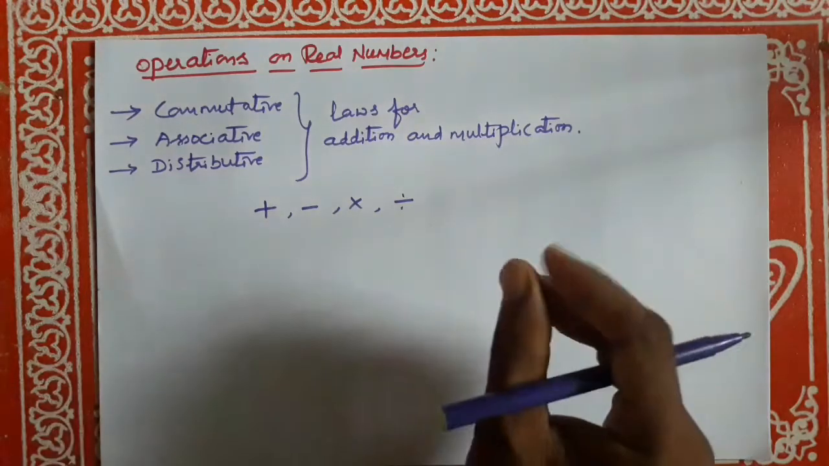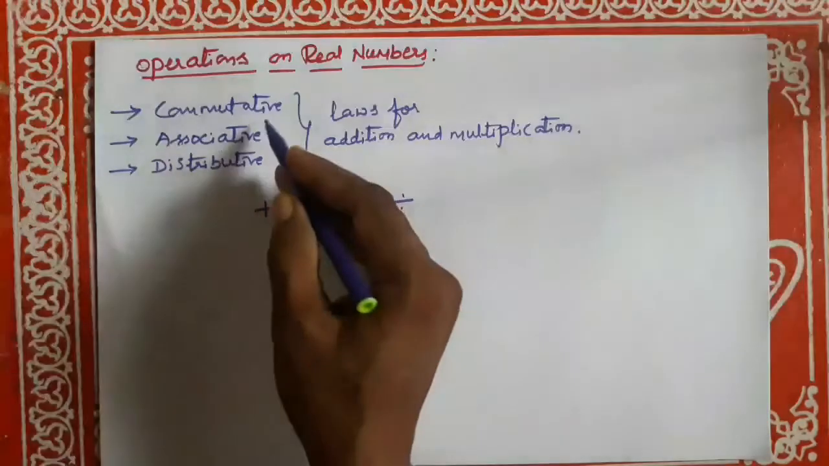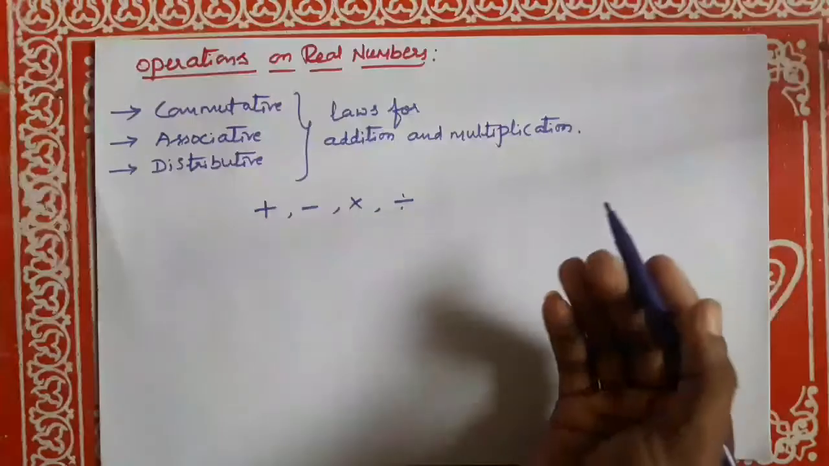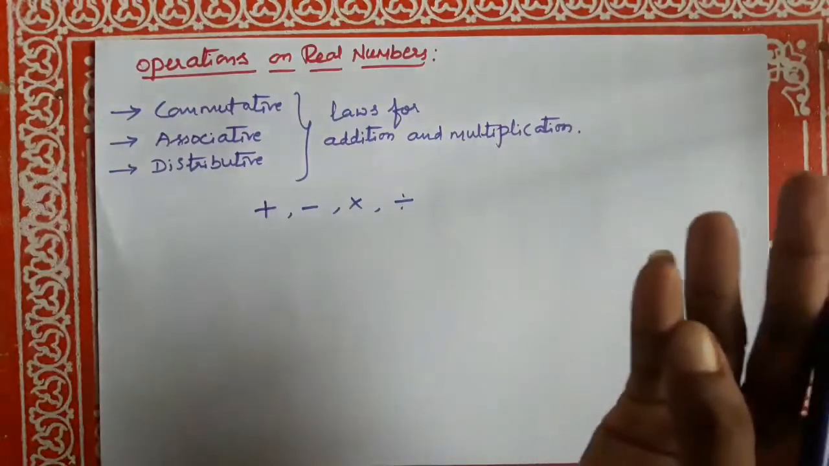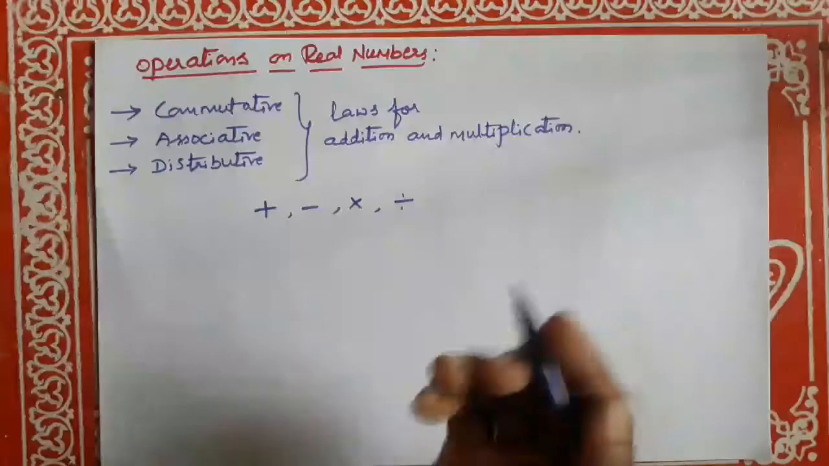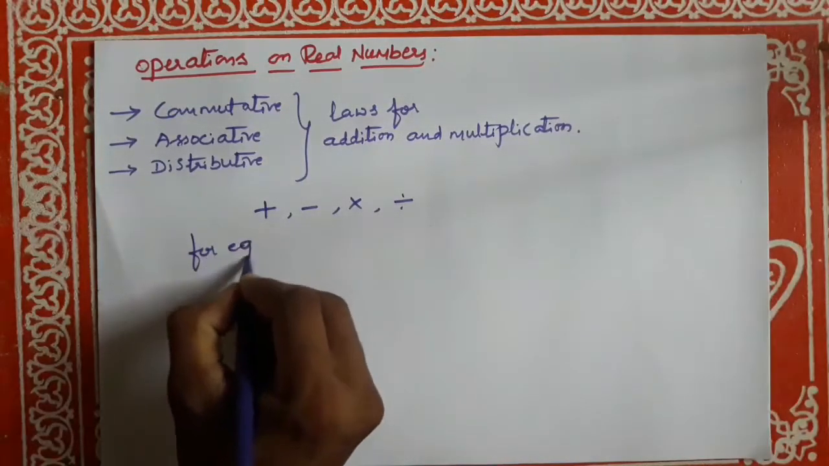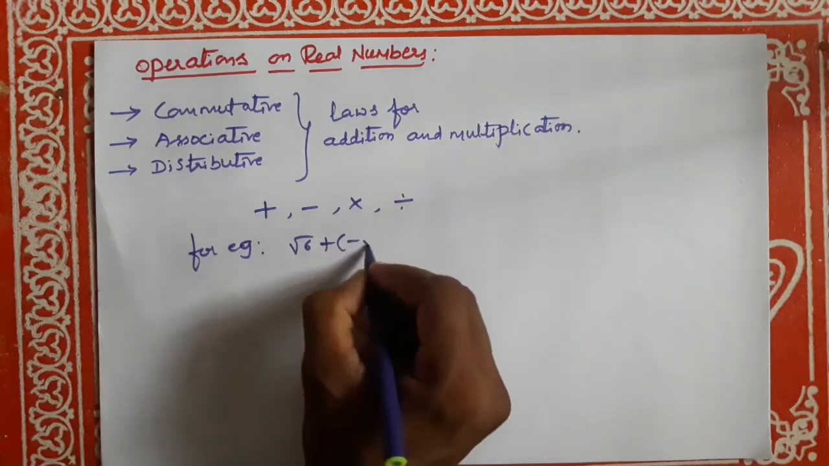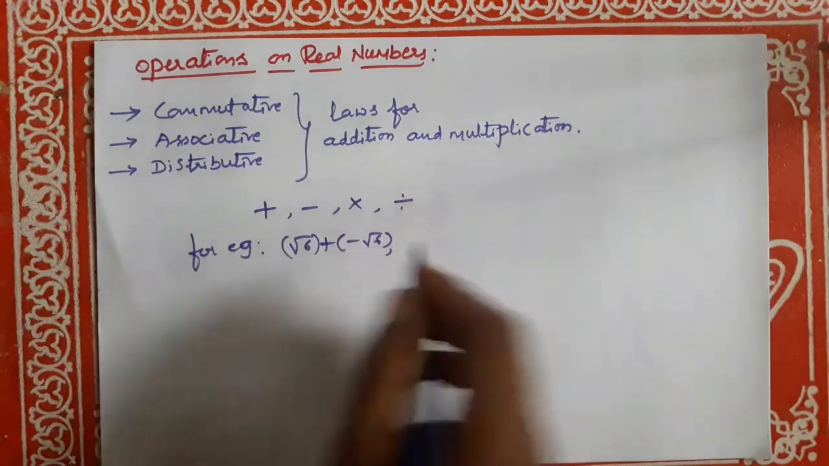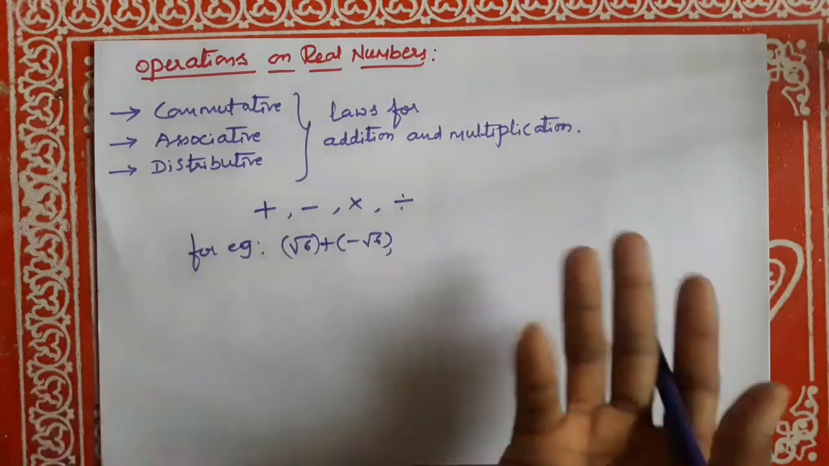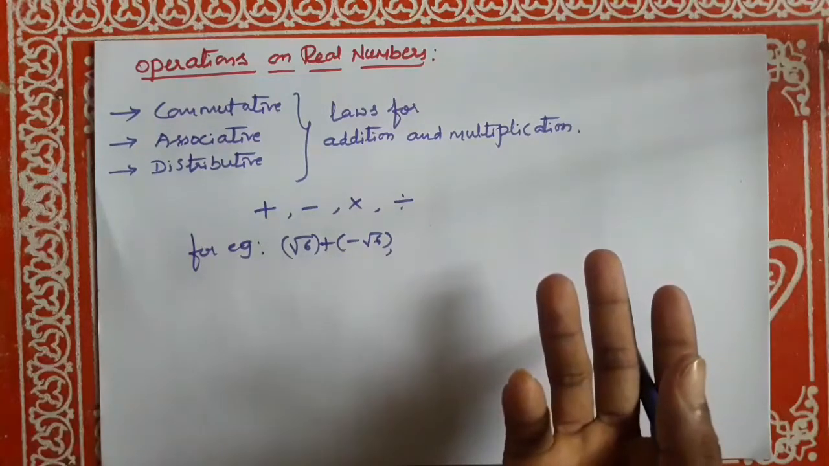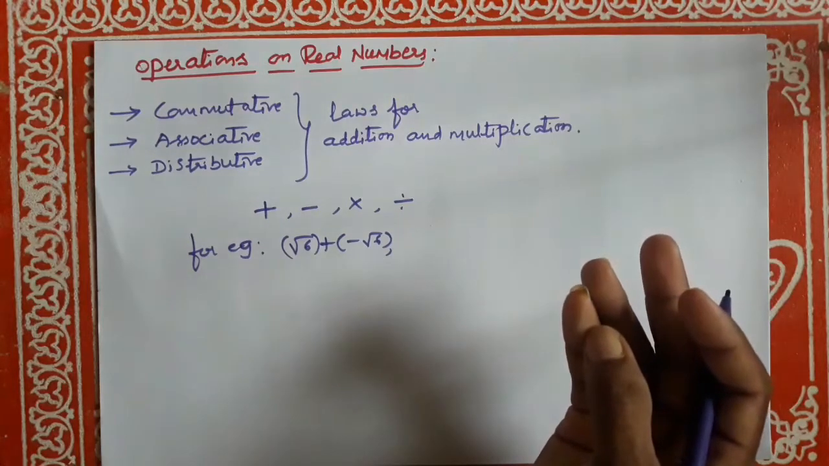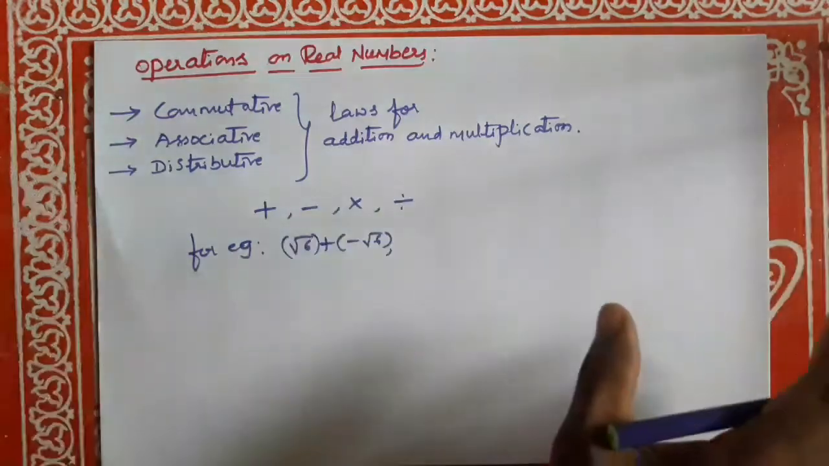It turns out the irrational numbers also satisfy the commutative, associative and distributive laws for addition and multiplication. However, the sum, difference, quotient and product of irrational numbers are not always irrational. For example, root 6 minus root 6 is equal to 0. 0 by 1 is a rational number. It is not irrational. That's why the sums, differences, quotients and products of irrational numbers are not always irrational.